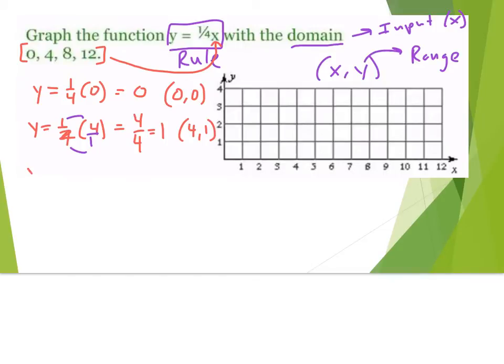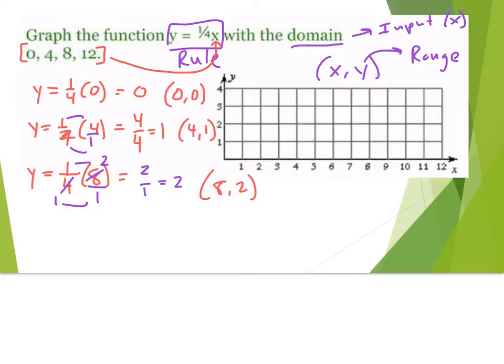Okay, next one. y equals 1/4 times 8. I'm going to show you a different method on this one. We can do the same thing. Put this one over 1, 8 over 1. Now, instead of multiplying across and simplifying from there, I can cross-simplify. So 4 goes into itself once, goes into 8 twice. Then I can multiply 1 times 2 is 2. 1 times 1 is 1. 2 over 1 is 2. That's going to give me an ordered pair of 8, 2.